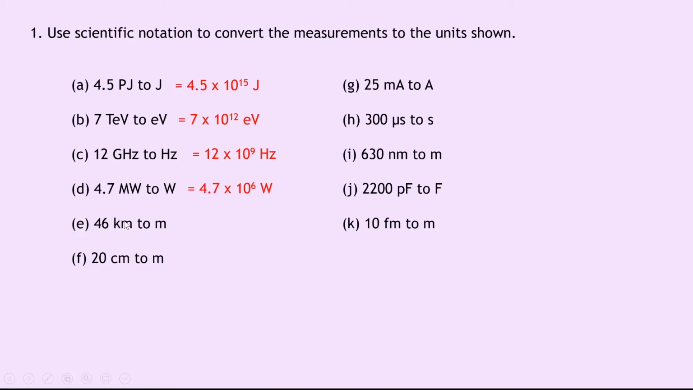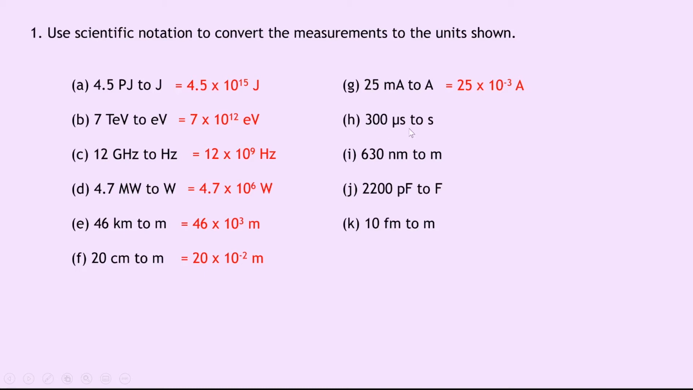So remember kilo is times 10 to the power of 3, so this becomes simply 46 times 10 to the power of 3 meters. Part F, 20 centimeters to meters. So remember centi is times 10 to the power of minus 2, so this becomes 20 times 10 to the minus 2 meters. Part G, 25 milliamps to amps. So remember milli is times 10 to the power of minus 3, so we're into the negative powers now, so this gives us 25 times 10 to the minus 3 amps.